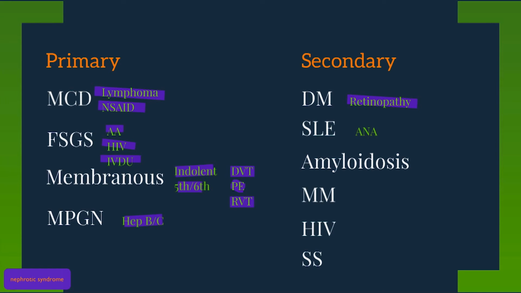Lupus presents multiple ways, one of which is nephrotic syndrome, categorized as WHO Class 5, and an ANA is needed for the diagnosis. Amyloidosis and multiple myeloma are sister diseases and can be diagnosed with the use of SPEP and UPEP. HIV-associated nephropathy is a nephrotic syndrome similar to diabetes in presentation and can be evaluated by screening, just as sickle cell disease can be evaluated by screening.